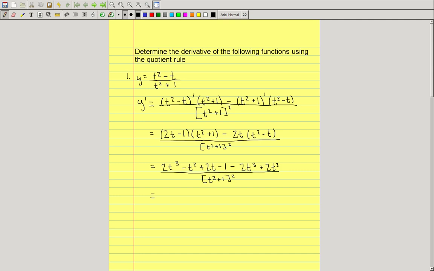Now we would like to combine like terms. This term and this term add out, and this term is like this term, so we can add them together. So what we're going to see is t squared plus 2t minus 1 all over t squared plus 1 quantity squared.